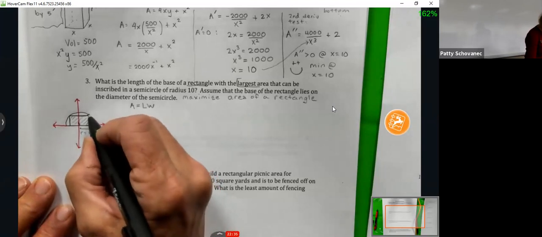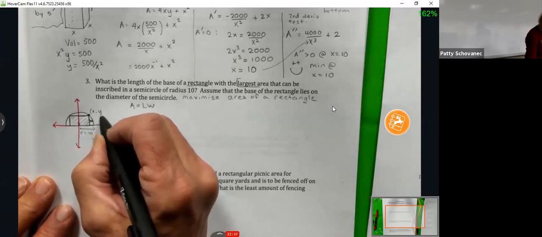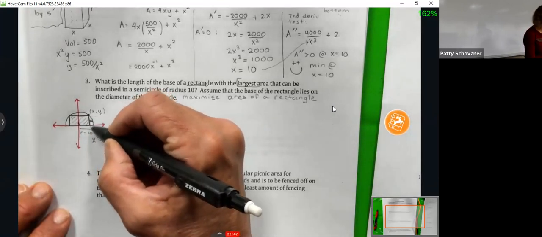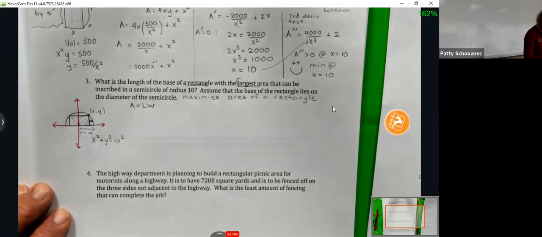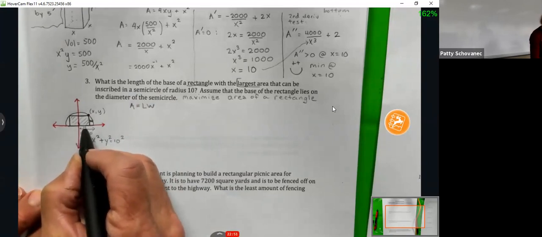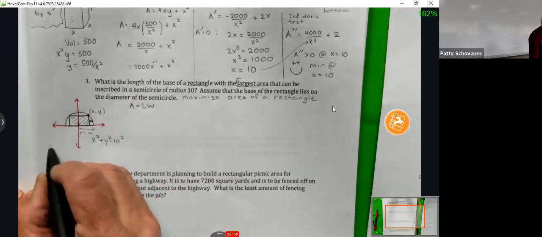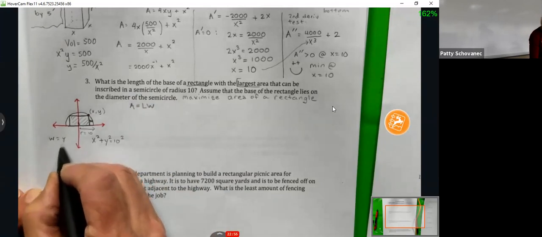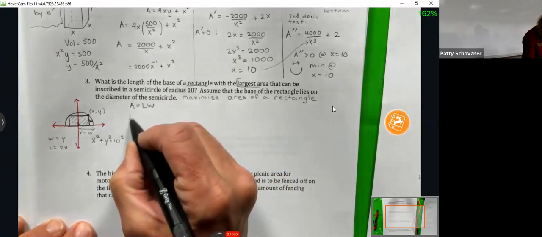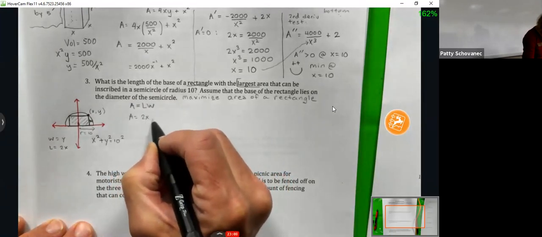So here's an arbitrary point on that circle, x y, where the y value corresponds to the W of the rectangle, and the x value, if this is going to be nice and symmetric, is going to be half of the L. So I know that W is the same as y, and L is the same as 2x. Agree? So if I put that up here, I have that area is equal to 2x times y.